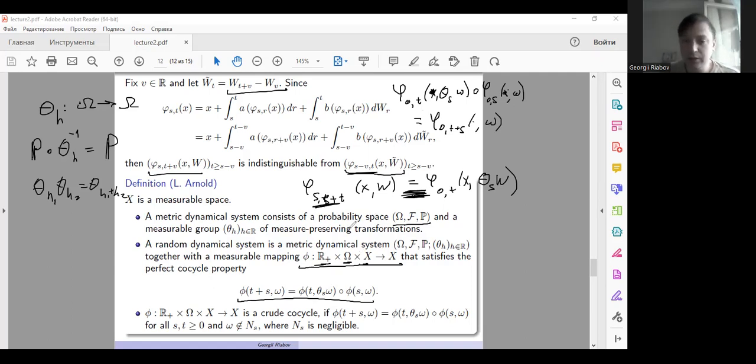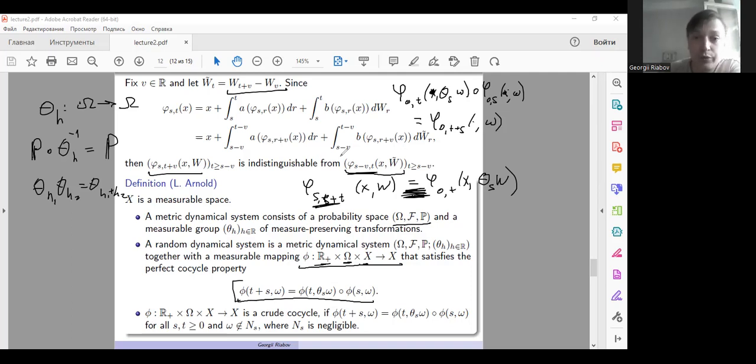In the case of stochastic differential equations, we do not have exactly this equality. We have it almost surely, where the exceptional set can depend on s. Such mappings are called crude cocycles. When this equality is true without exceptions, it's called the perfect cocycle property.